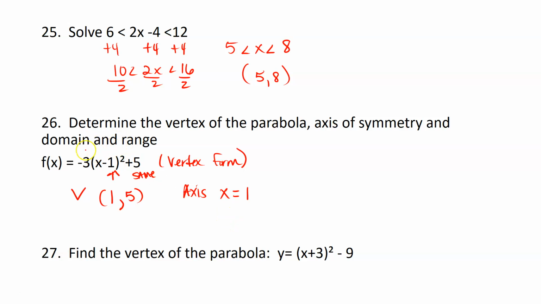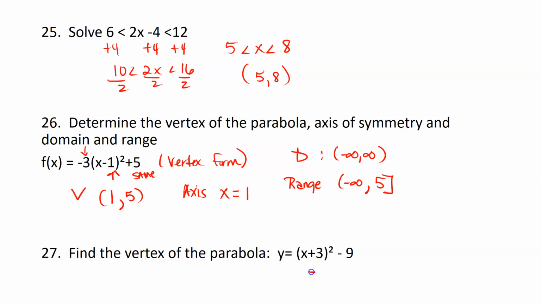To get the range, since this a value is -3, that means that parabola opens downward. So to get the range, I would put -infinity to 5. Domain is -infinity to +infinity. Any parabola has the domain of -infinity to +infinity.